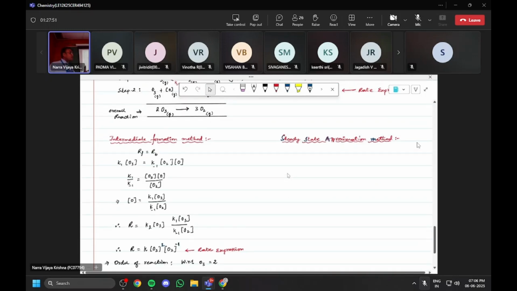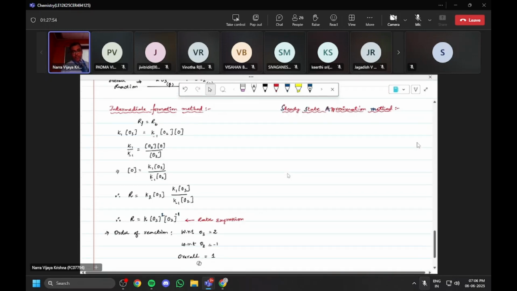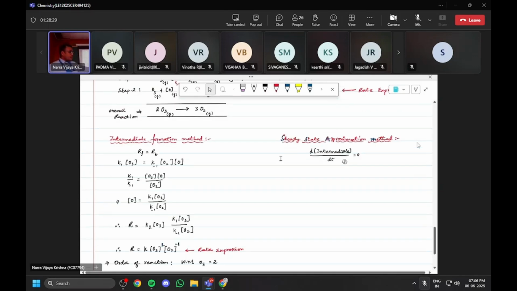Now, coming to steady state approximation. Steady state approximation says that the net change in concentration of intermediate is 0. Net change in concentration of intermediate is 0. It means the amount of intermediate formed and the amount of intermediate gone will always be the same. So what is the net change? 0. Over. Now, by using this idea, we are going to bring one derivation.